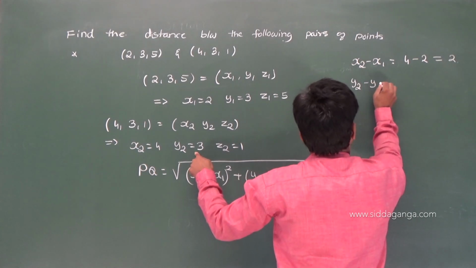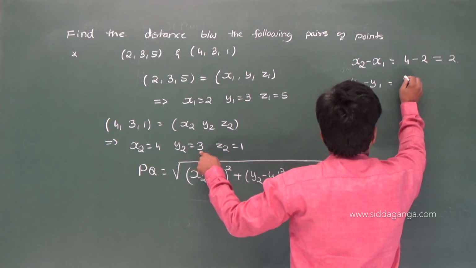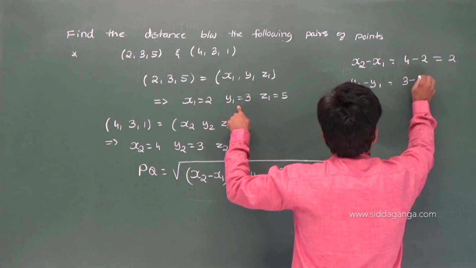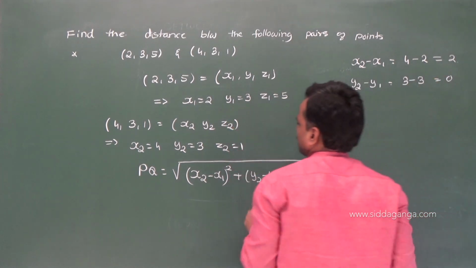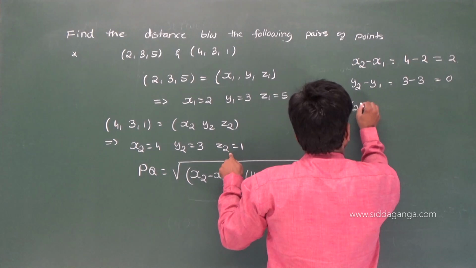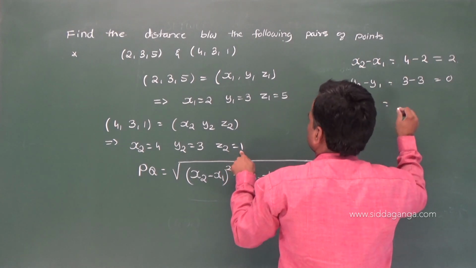Y2 minus Y1. Y2 is what? 3. Y1 is what? 3. 3 minus 3 is 0. Z2 minus Z1. Z1 is what? 1.